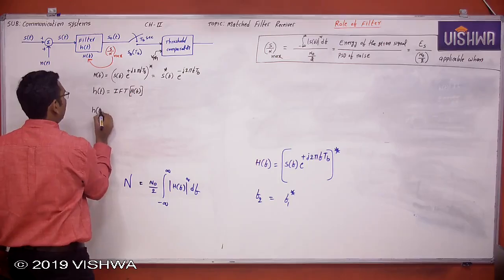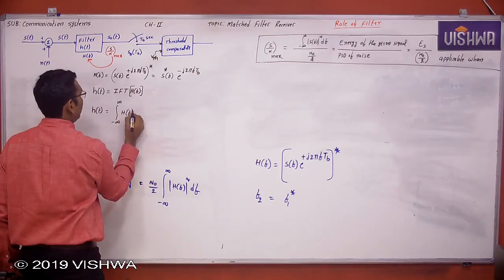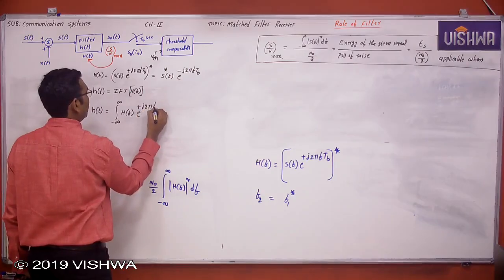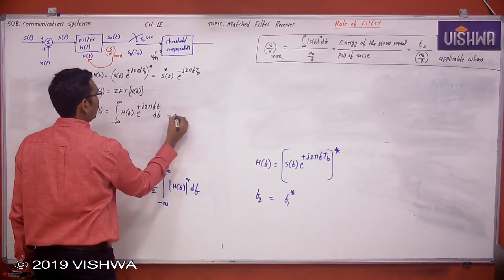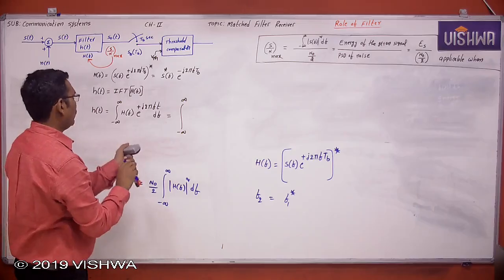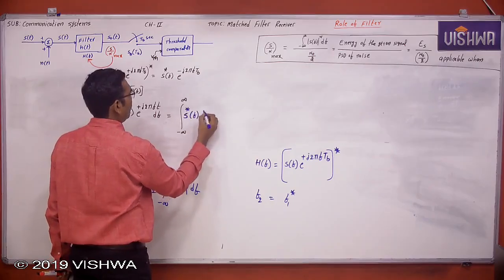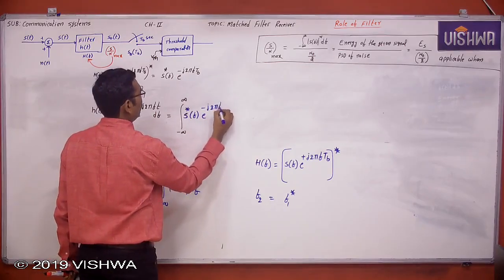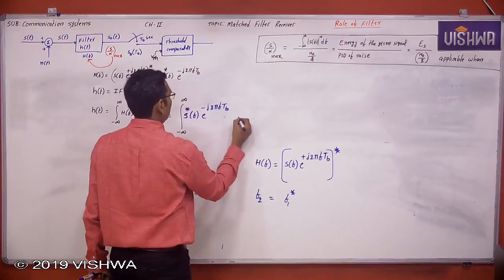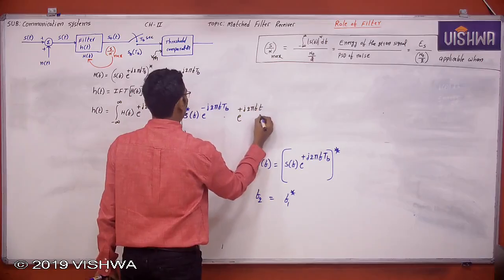h of t is equal to the integral from minus infinity to infinity of H of f times e to the power plus j 2 pi f t df. Now you can substitute here. What is H of f? H of f is S complex conjugate of f times e to the power minus j 2 pi f tb. Now this is e to the power plus j 2 pi f t df.